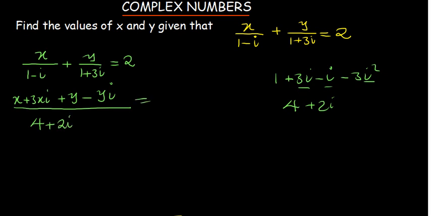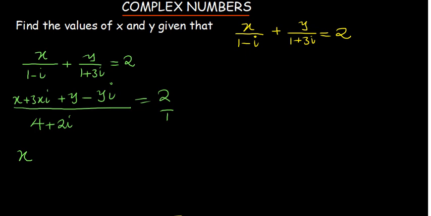And this is going to be equal to 2. At this point, I'm now going to cross multiply. So this 2 is the same as 2 over 1. So we're going to have x. I'm going to put like terms together, x and y, those are like terms. So x plus y. And then also these are like terms.